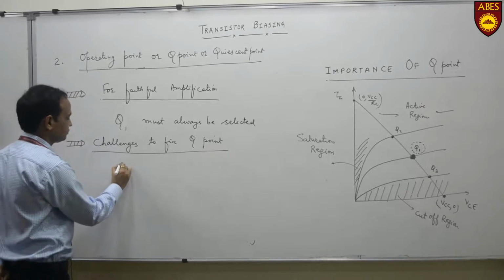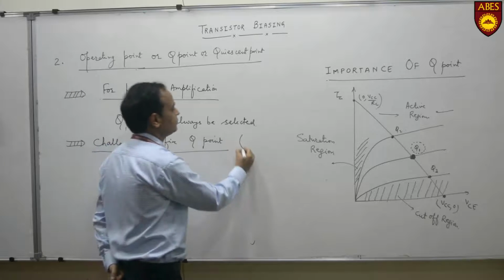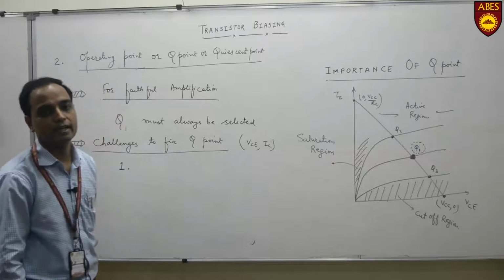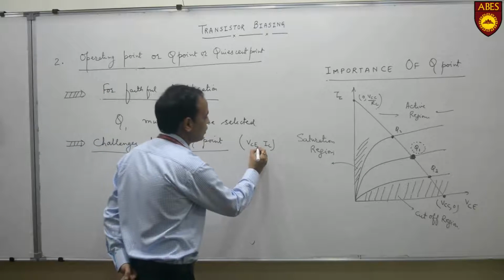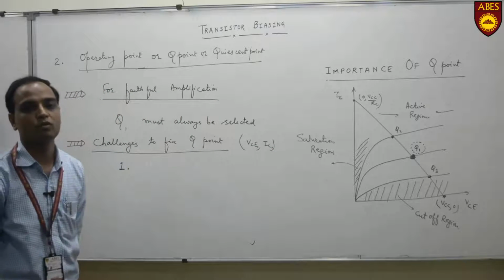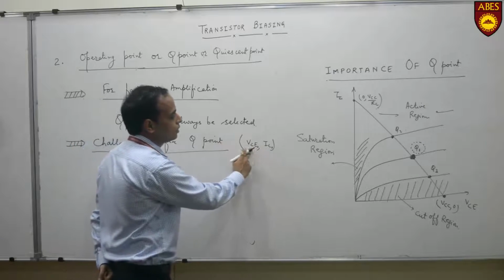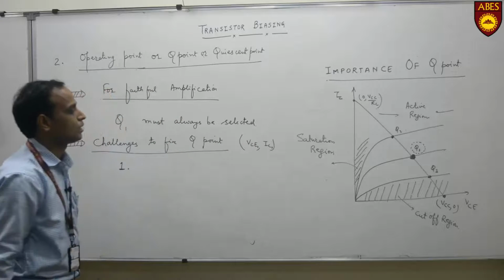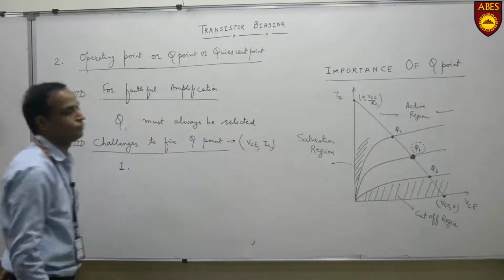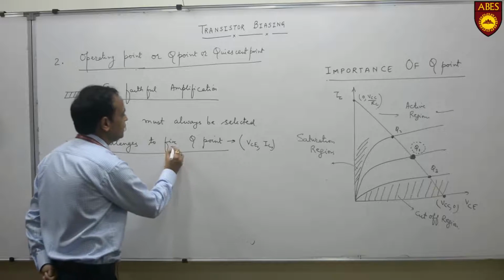First of all, since we know that the operating point is the point of intersection of the load line and the output characteristic, as I have already told you in the previous discussion, the coordinates I chose at that particular point were VCE1 and IC1. That means the operating point is highly dependent on these two parameters, IC and VCE. Let's take one by one the various challenges we face while selecting the operating point and why the operating point needs to be fixed.